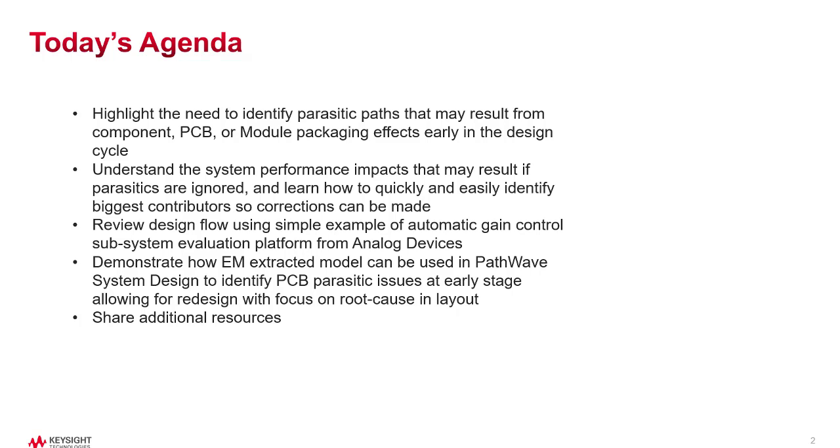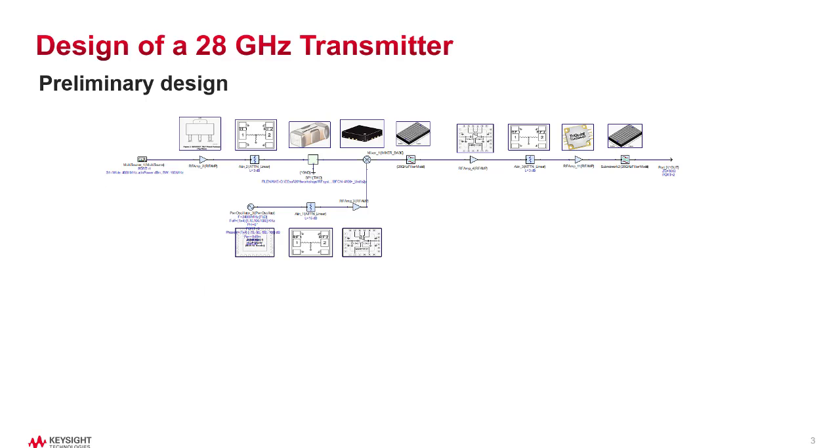We'll then review a simple design flow using an automatic gain control eval board from Analog Devices they've allowed us to use for general illustrations of this new feature. We'll go through how to extract an EM model using our latest RFPro EM simulation solution in ADS, and then we'll share some additional resources for you for future reference.